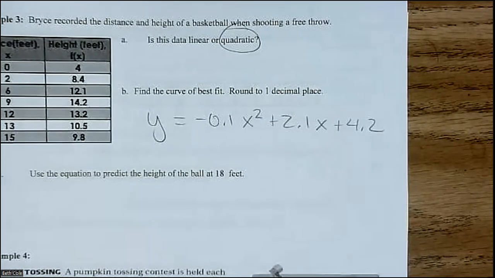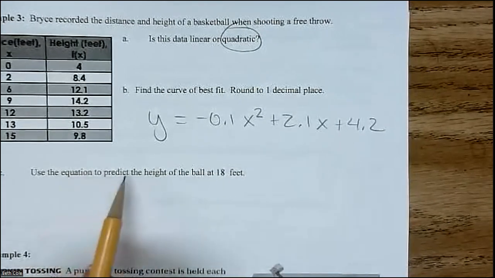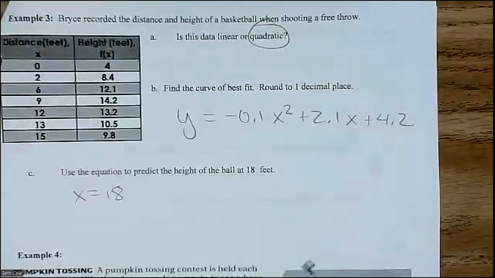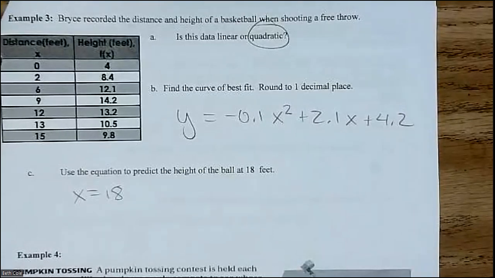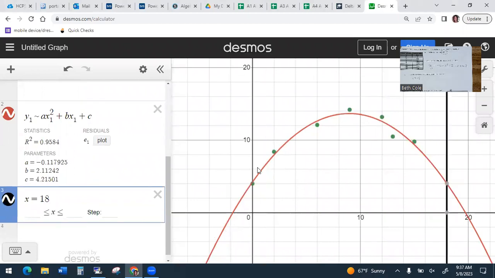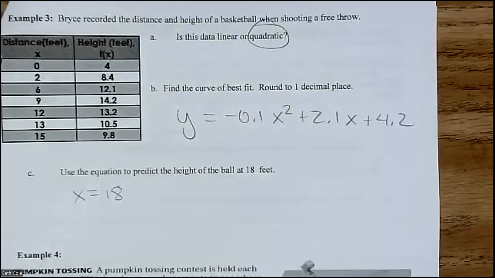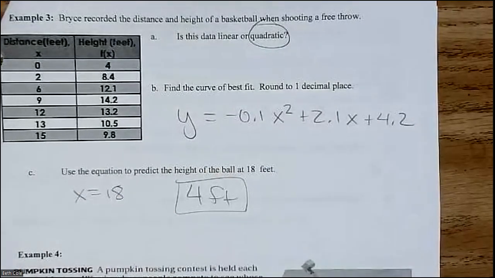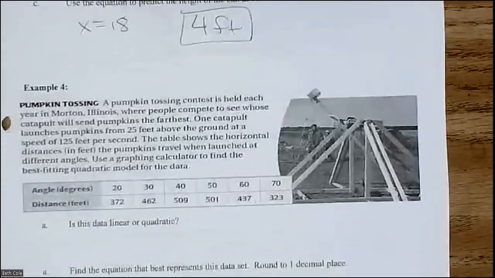Eyes up here. Now it says use the equation to predict the height after 18 feet. So I'm going to go type in X equals 18. And then what will I need to click on? I already did the magnifying glass. Yep, the intersection. There's your answer, 4.0. And it was 4.0 what? Because there should be units. Is it feet? Yes, ma'am. 4 feet. Awesome.